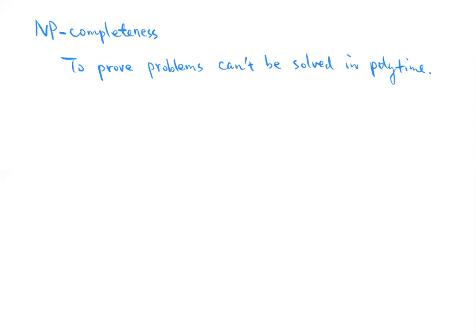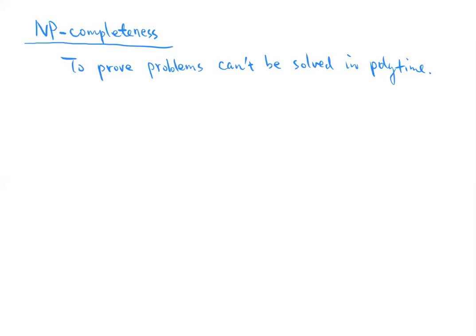So that's the framework of NP completeness. We are going to develop a framework that will enable us to prove that many problems cannot be solved in polynomial time, unless something very, very unlikely happens.